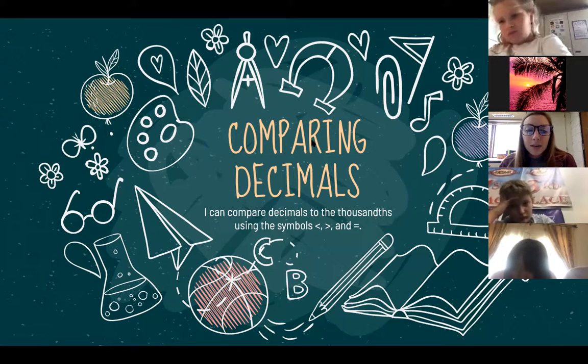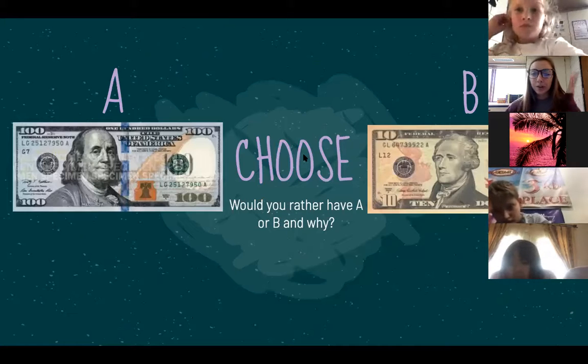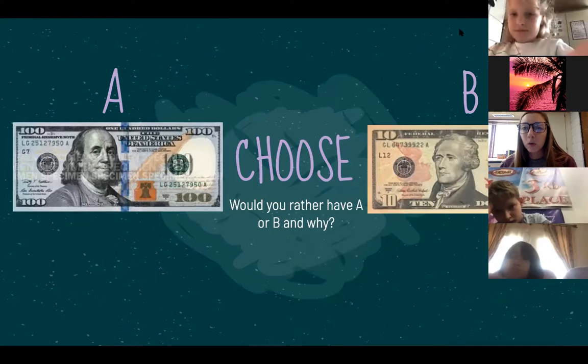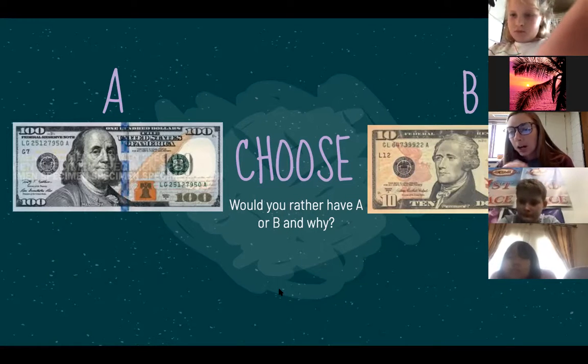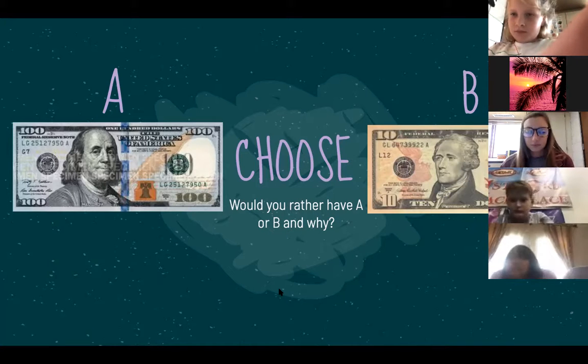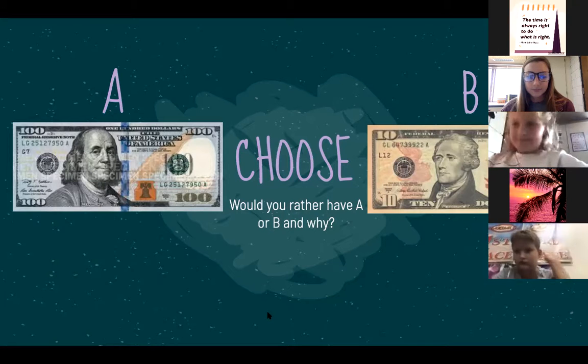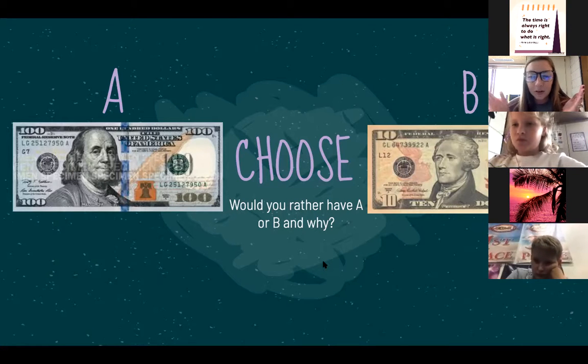Okay, so first thing is I want you to choose. Would you rather have A or B? And be ready to tell me why. So in the chat, please choose A or B. What would you rather have and why? Or you don't have to say why in the chat. I'll call on people. Again, choose A or B. Those are your options. A or B.